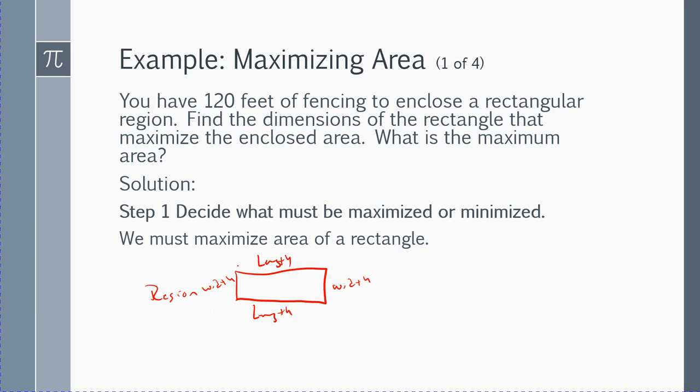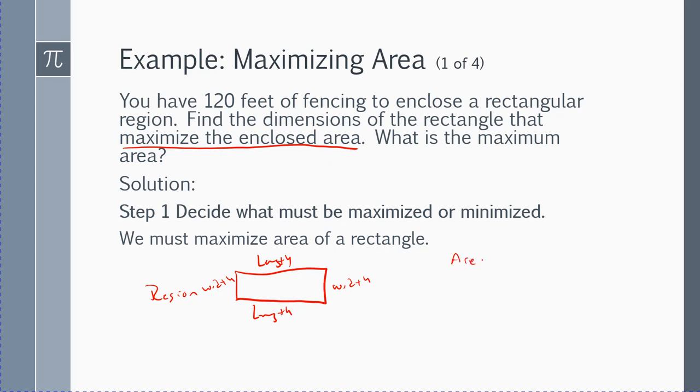Find the dimensions of the rectangle that maximize the enclosed area. And then find what is the maximum area. So step one, decide what is being maximized or minimized. Well, look, it's right here: maximize area. So we must maximize the area.